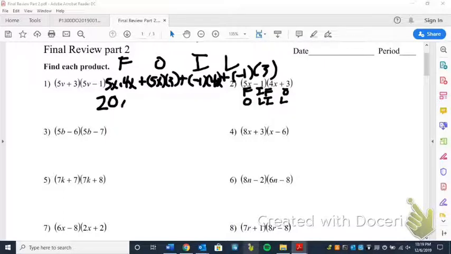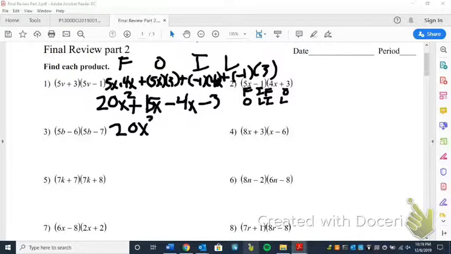So we have 20x squared plus 15x minus 4x minus 3. We then combine the like terms in the middle. So we get 20x squared plus 11x minus 3.